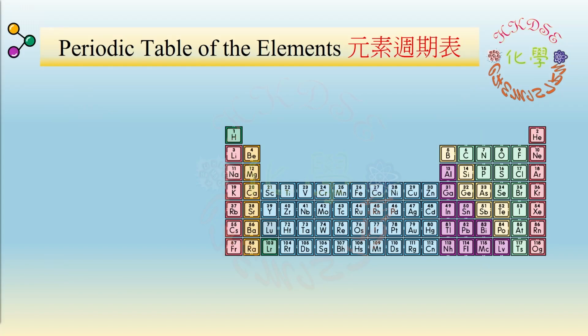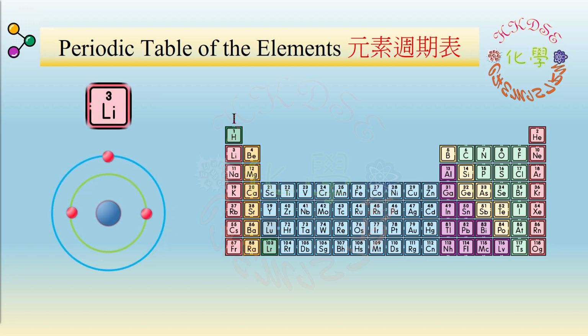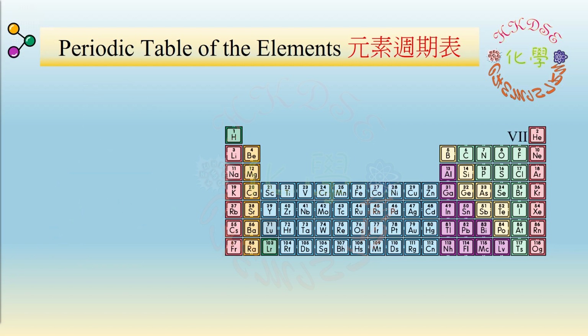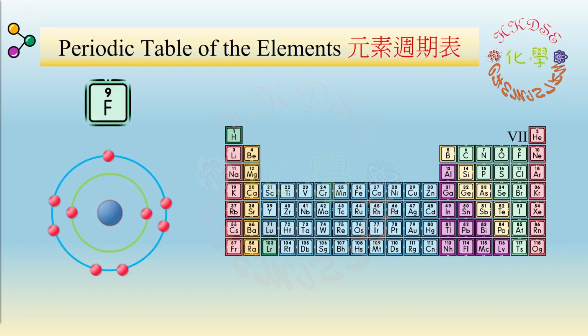We should note that group 1 elements have one outermost shell electron, such as hydrogen and lithium. Group 7 elements have 7 outermost shell electrons, and so on, such as fluorine.